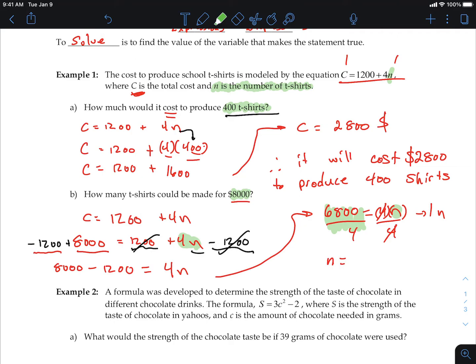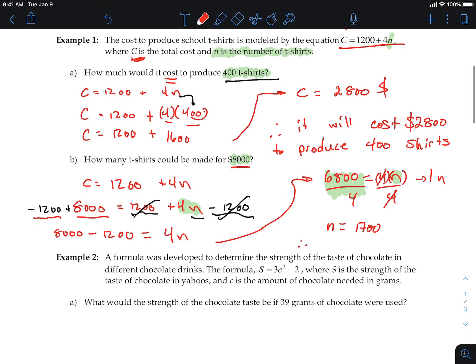1,700. Okay, so therefore, you can buy 1,700 shirts, right, with $8,000. Do you have any major issues? Okay.